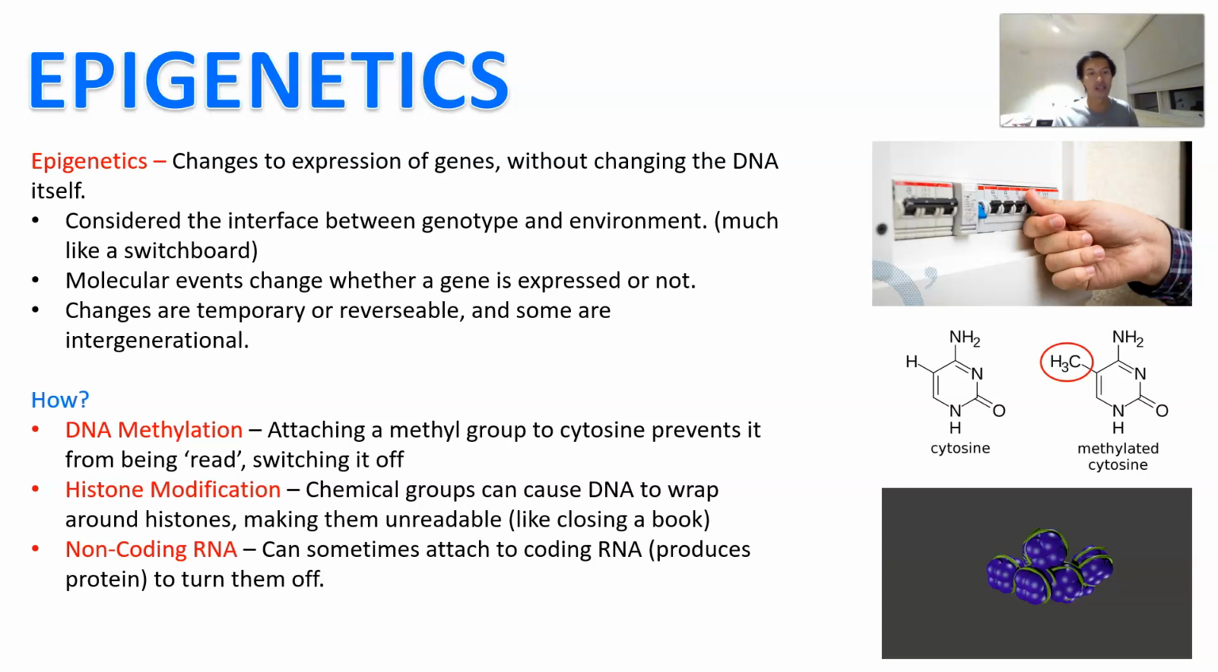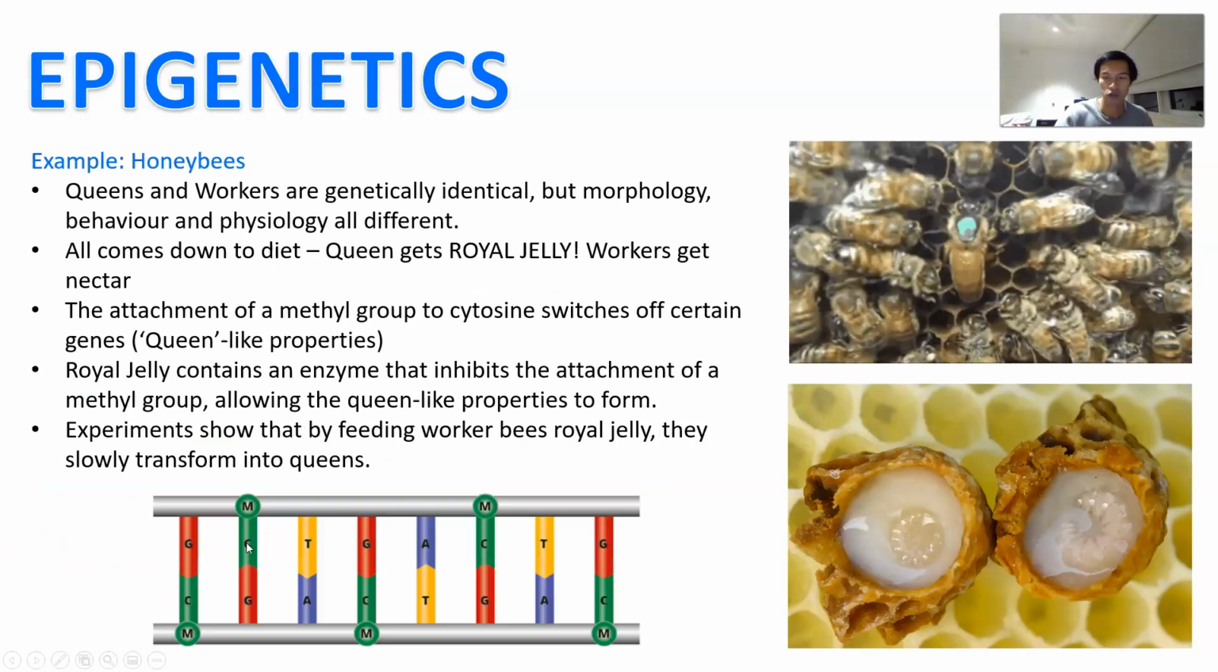You can also have non-coding RNA. So non-coding RNA can sometimes attach to coding RNA, and then it turns them off, right? So coding RNA for protein production can be attached by non-coding RNA, and that non-coding RNA is going to turn them off. Likewise, we talked about non-coding DNA. Well, non-coding DNA can produce non-coding RNA that is going to switch off coding DNA and RNA, right? So in the previous chapter, we talked about how your DNA can be switched on and off just because you have the genes.